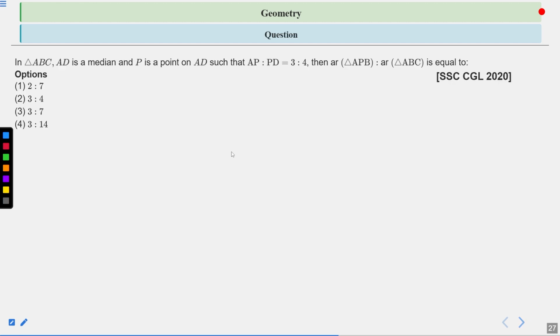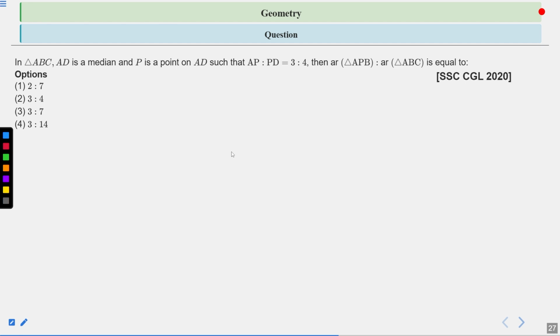In a triangle ABC, AD is a median and P is the point on AD such that AP ratio PD equals 3 ratio 4. Then the area of triangle APB ratio area of triangle ABC is equal to what? This question was asked in the SSC CGL exam in 2020.